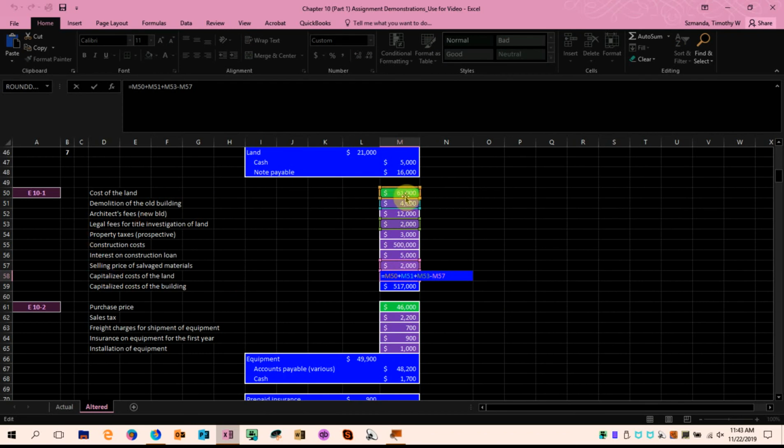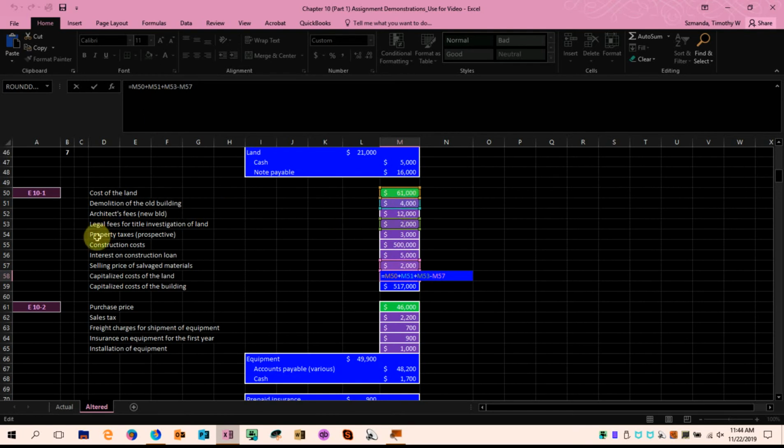Well, let's look at the land first. In the case of the land, we're going to add, of course, first the cost of the land. We'll add the demolition of the old building to the cost of the land. Remember that demolishing the old building is getting the land ready for its intended use. So that's added to or capitalized into the cost of the land.